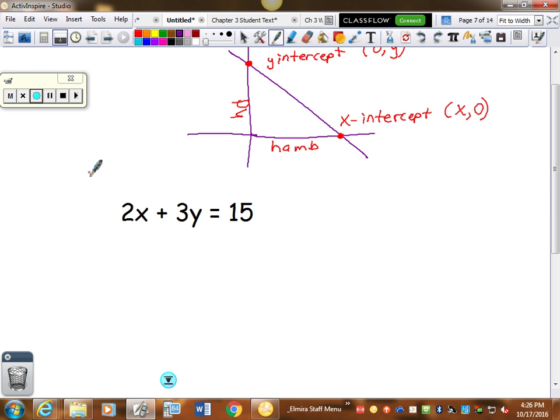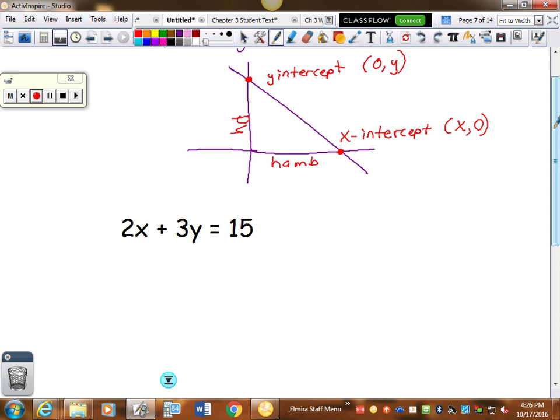So if we take that same equation, 2x plus 3y equals 15, and I want to graph it using intercepts, okay? Looking back up here at this picture, the y-intercept has coordinates of x is 0, and the y is the number that it's on. An x-intercept has an x value where the dot is on the x-axis and a y value of 0 because it's right on the axis. So another way of graphing, and this works beautifully, you can do it with slope-intercept form, but it's really meant for standard form.